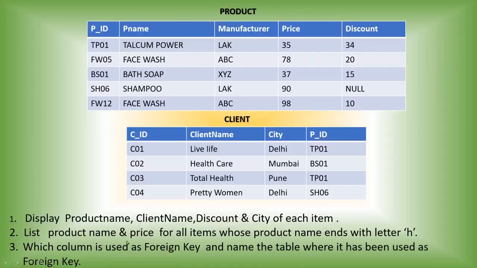List product name, price for all items whose product name ends with the letter H. You want to display product name here, price is here. So you don't want to go and touch the table client. So everything from the product table itself. Product name, price. Yes, product name is here, price is here. And product name ends with the letter H. So product name here itself. The condition part is also on the same table itself. So your query is based on a single table.